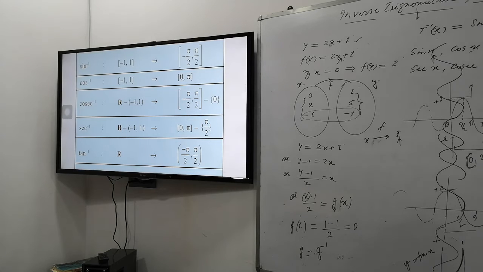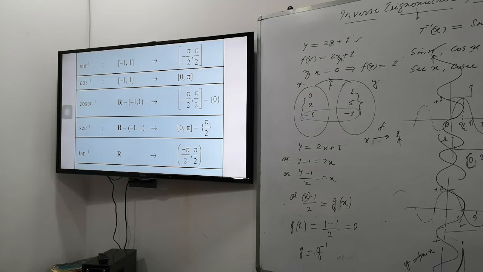This is the important table that you have to remember. Sine inverse, its domain is -1 to +1, and what are the ranges here? -pi by 2 to +pi by 2. Cos inverse, domain is what? -1 to +1. Ranges are 0 to pi. Similarly, cosec inverse, domain is what?